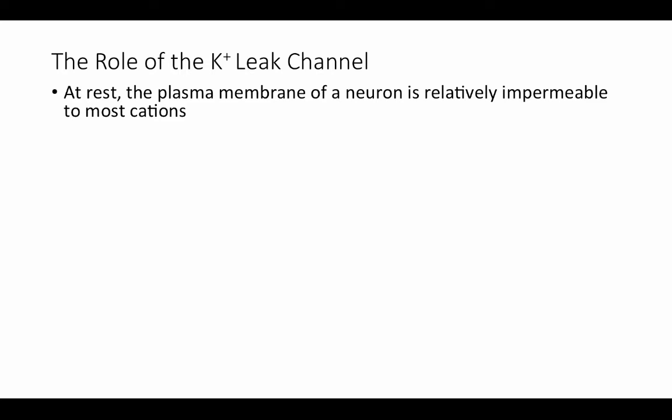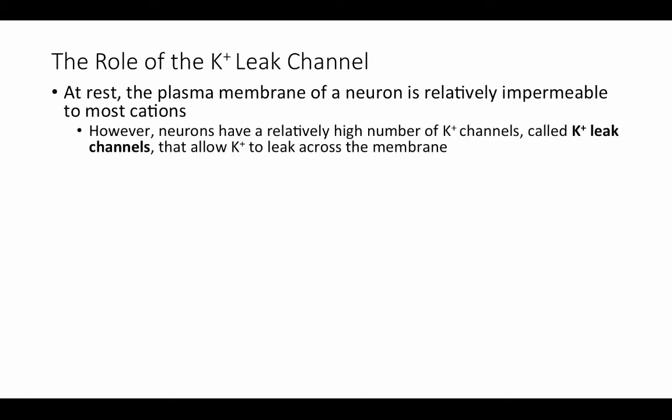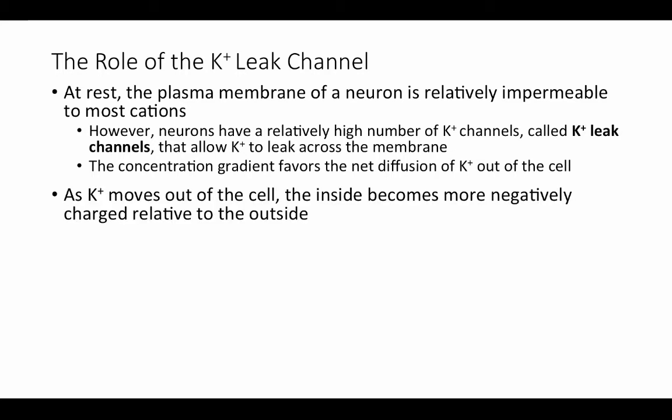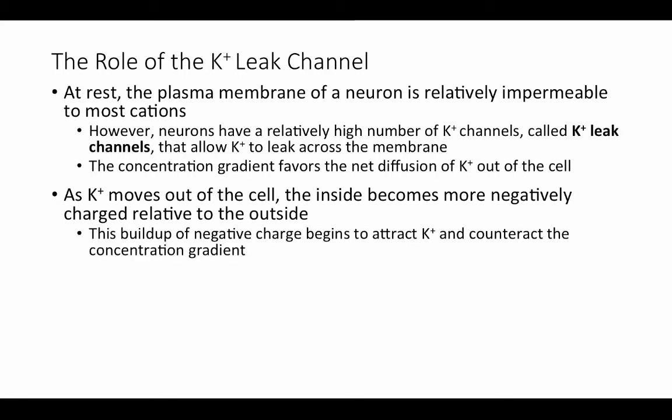So at rest, the plasma membrane of a neuron is relatively impermeable to most cations, but they have lots and lots of these potassium ion leak channels that allow potassium to leak across the membrane passively. So the concentration gradient favors the net diffusion of potassium out of the cell. As the potassium ions move out of the cell, the inside becomes even more negatively charged relative to the outside, and the buildup of this negative charge is going to begin to attract the potassium and counteract that concentration gradient, keeping the potassium ions inside the cell.